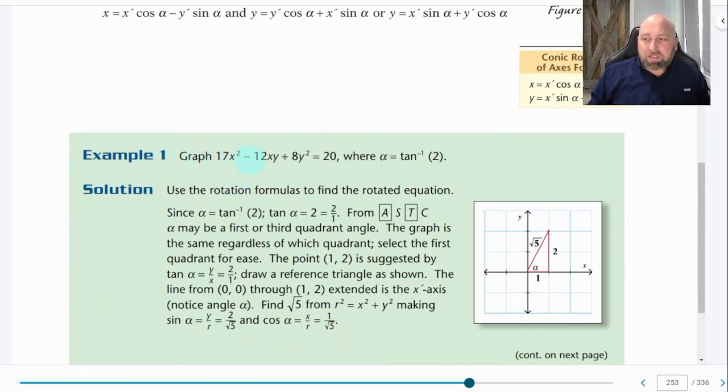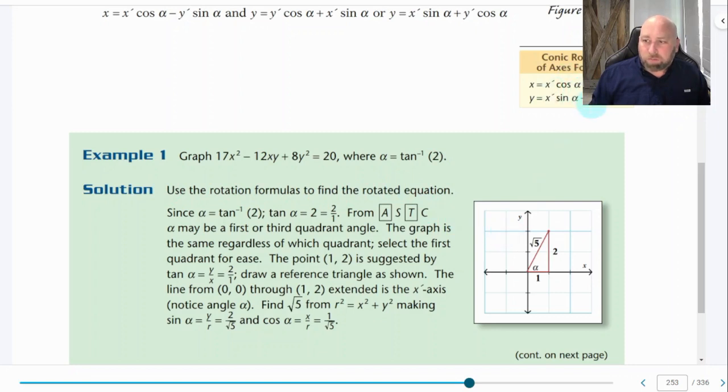Graph 17x squared minus 12xy plus 8y squared equals 20. Notice this is new. This is brand new information right here. We haven't seen this before. Here's what we're going to try to rotate in by using alpha equals inverse tangent of 2. Use the rotation formulas to rotate it in there.